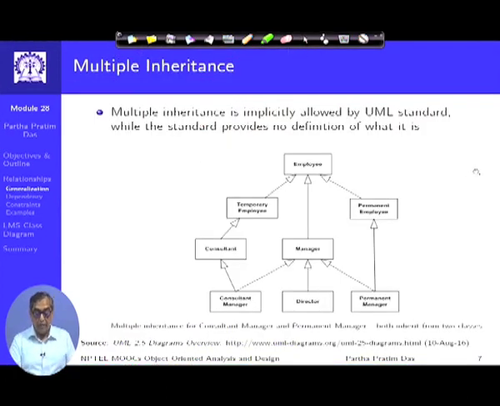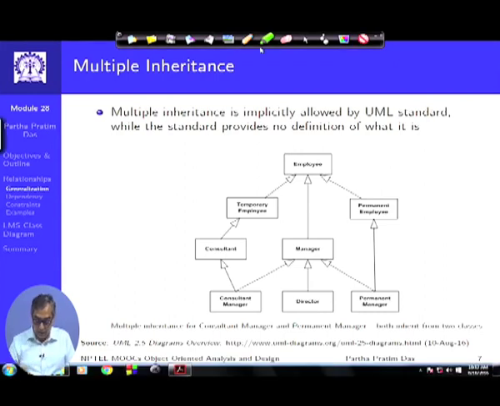So, certainly we can represent multiple inheritance exactly using the same notation as the single inheritance. So, we can see here that director is a manager, manager is an employee, and we have consultant manager and permanent manager. The consultant manager is a manager on one side and is a consultant on the other. So, it gets both these properties. So, being a manager, it will get the rights of the manager, being a consultant, it will get the flexibilities that a consultant gets. Possibly it is not full time, possibly gets paid according to how much he has worked and so on.